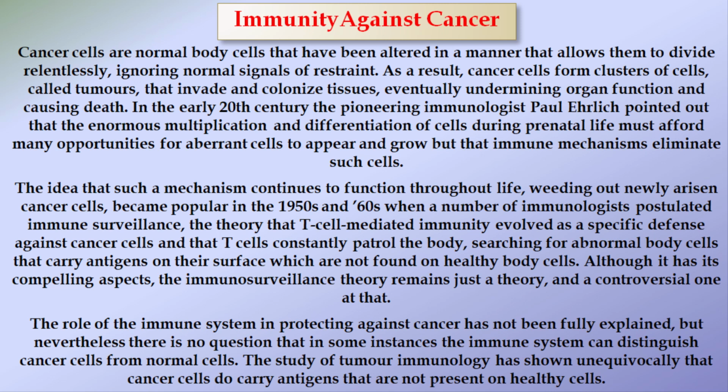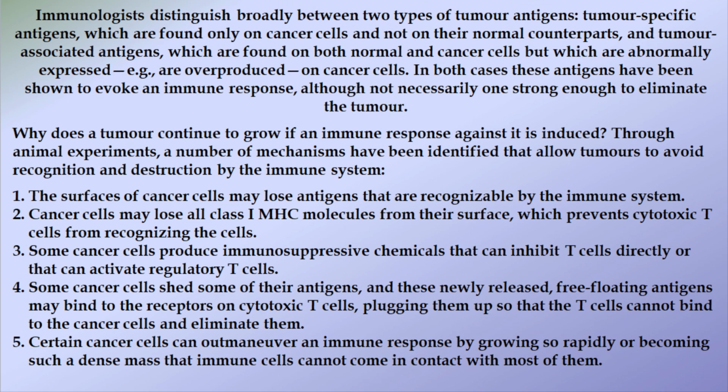The study of tumor immunology has shown unequivocally that cancer cells do carry antigens that are not present on healthy cells. Immunologists distinguish broadly between two types of tumor antigens: tumor-specific antigens, which are found only on cancer cells and not on their normal counterparts, and tumor-associated antigens, which are found on both normal and cancer cells but which are abnormally expressed, for example, are overproduced, on cancer cells.